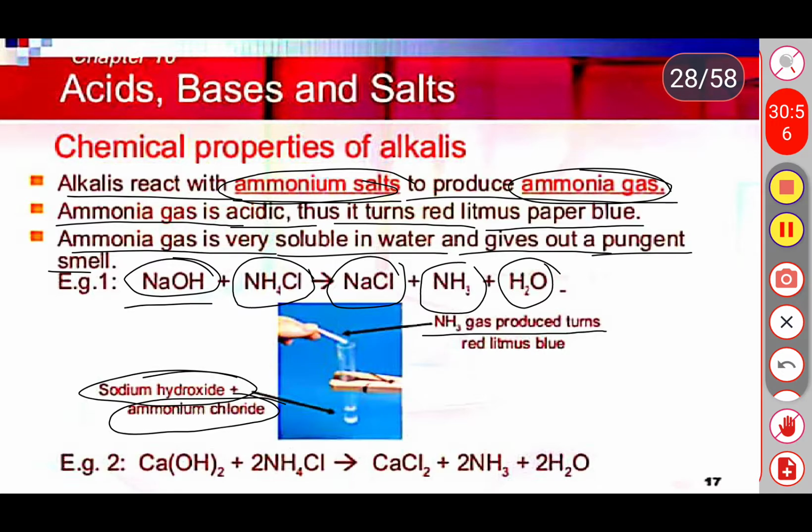Similarly, we have one more example here. Calcium hydroxide, when it reacts with ammonium chloride, forms calcium chloride, and ammonia with the water are the products. So these are the products we are getting from the combination of calcium hydroxide and ammonium chloride.